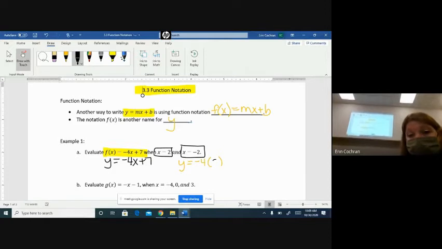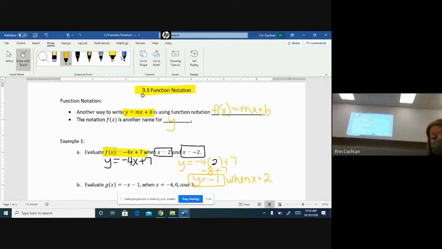Okay? So then this would read y equals negative 4 times 2 plus 7. And can we go ahead and solve? Yeah. So what's negative 4 times 2? Negative 8. And negative 8 plus 7 is negative 1. So y equals negative 1 when x equals what? 2. Okay.